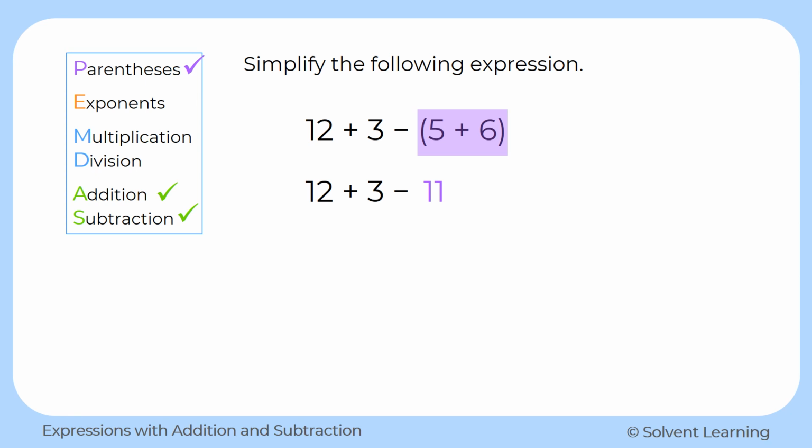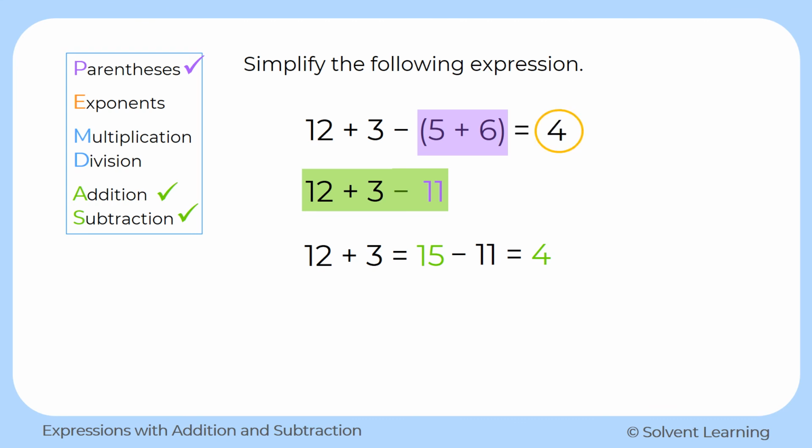Okay, now if I look at this expression that is partially simplified, now we just have the addition and subtraction left. Now remember, when we have just addition and subtraction left, we start left and move right. So we do the 12 plus 3, which will give us 15. And then we subtract the 11. We keep moving on to the right. And that'll give us 4. So the result of this step is 4, and that is our final simplified answer.